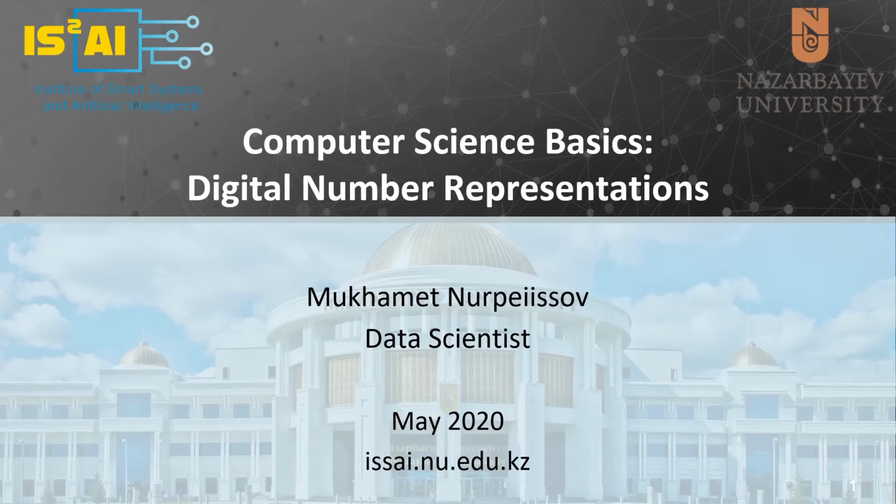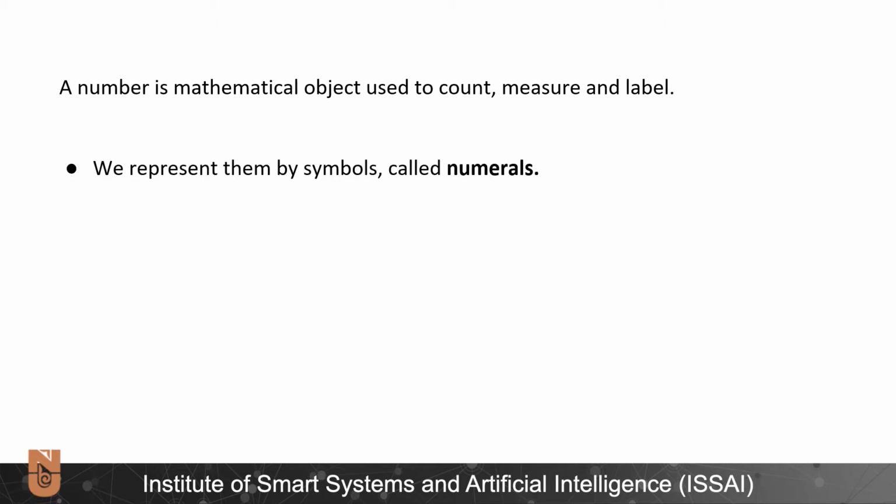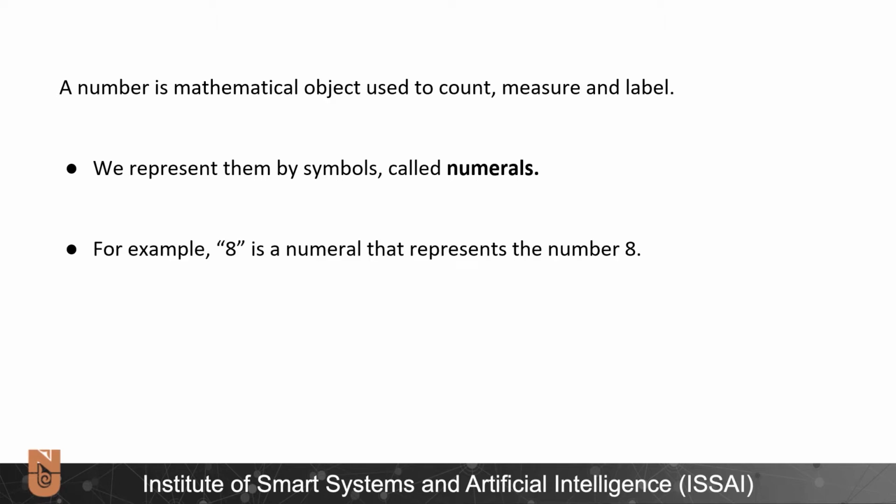Today, we will be covering digital number representations. First of all, let's start with a formal definition of a number. A number is a mathematical object used to count, measure, and label, and we represent them by symbols called numerals. For example, 8 is a numeral that represents the number 8.